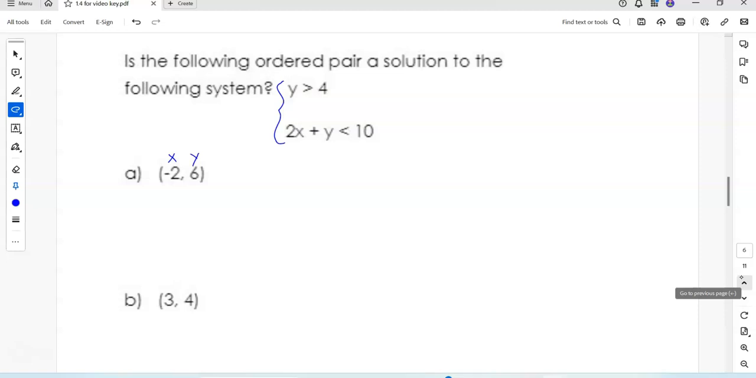So on part A, I have an x value of -2 and a y value of 6. So what I'm going to do is plug those numbers into this system here and see if it works. So let's start with the first one. Y is greater than 4. Well, in this case, that would be 6 is greater than 4. That is true. So now I go to the other inequality, and I replace the x with -2 and the y with 6. That gives me -4 plus 6. -4 plus 6 is 2, and 2 is less than 10. So for letter A, yes, this is a solution.